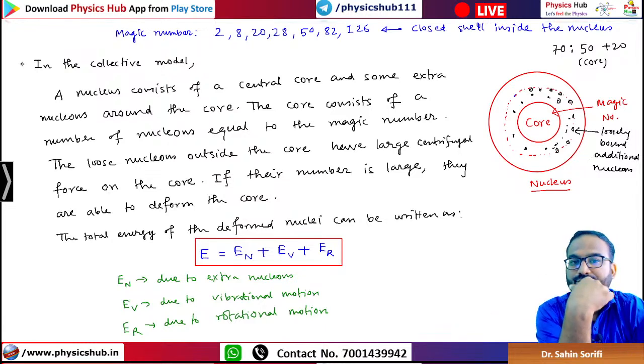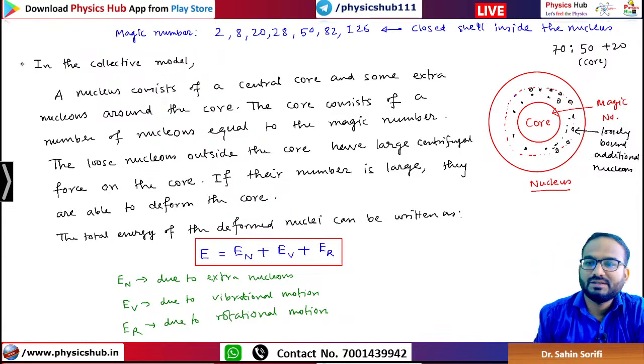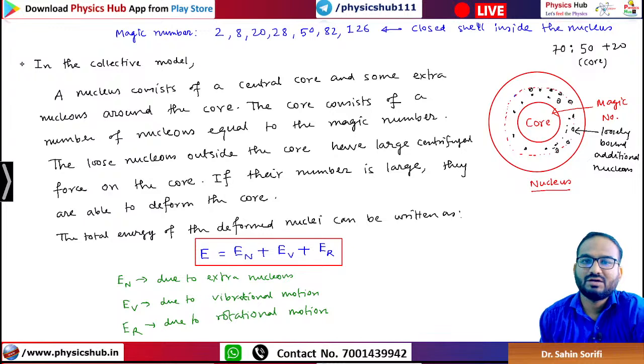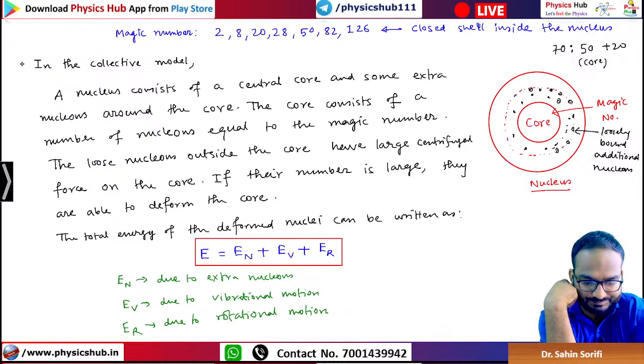Now, as I told you, two types of collective motion we observe. One is vibrational, another one is rotation. How do they look like? That we'll talk about.